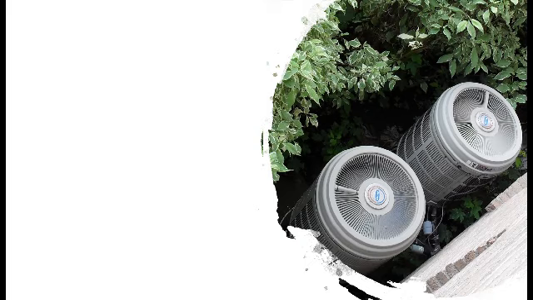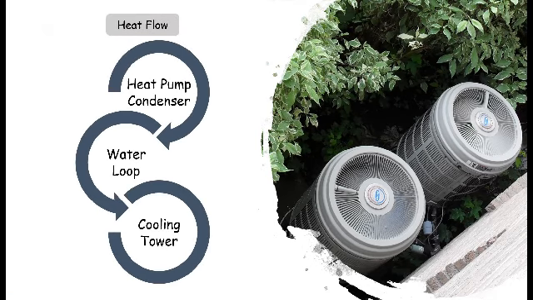Furthermore, HVAC cooling towers can also be paired with a condenser in the heat pumps that share a common piping water loop. During the cooling mode, the water circulating inside the water loop removes heat from the condenser of the heat pumps. Then, the cooling tower is used to remove heat from the water loop and reject it to the atmosphere.